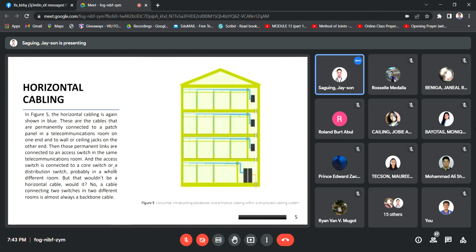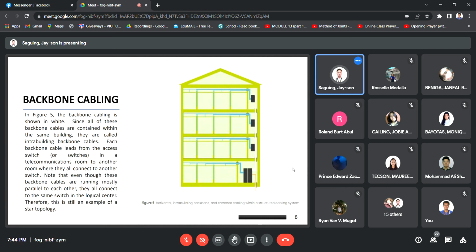Horizontal cabling. In Figure 5, the horizontal cabling is again shown in blue lines. These are the cables that are permanently connected to a patch panel in a telecommunications room on one end and to wall or ceiling jacks on the other end. Then those permanent links are connected to an access switch in the same telecommunications room.